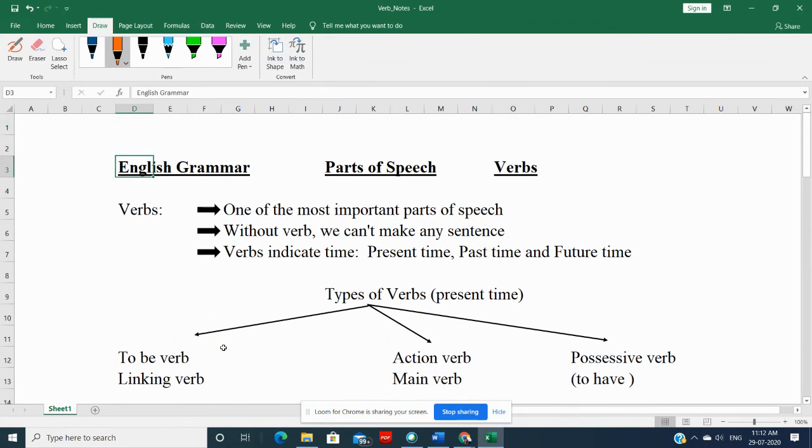Now let's quickly understand in Hindi what we have just seen. Okay, so हम बात कर रहे हैं टाइप्स ऑफ वर्ब्स की. वर्ब क्या है? एक बहुत इंपॉर्टेंट पार्ट ऑफ स्पीच है जिसके बगैर हम सेंटेंस नहीं बना सकते, राइट? वर्ब हमें टाइम के बारे में भी इंडिकेट करते हैं, जैसे कि प्रेजेंट टाइम में बात हो रही है, पास्ट टाइम में, या फ्यूचर टाइम में. अभी हम इस वीडियो में सिर्फ प्रेजेंट टाइम के बारे में बात कर रहे हैं.